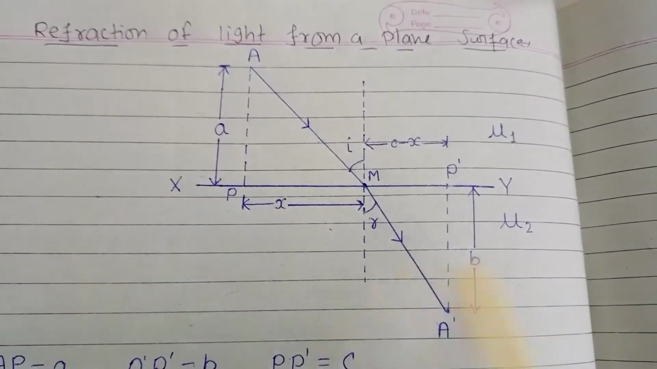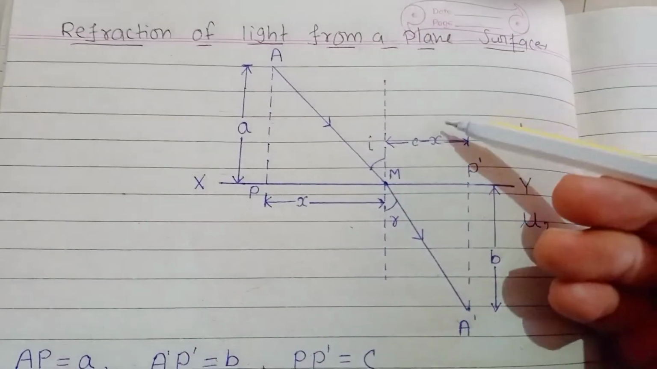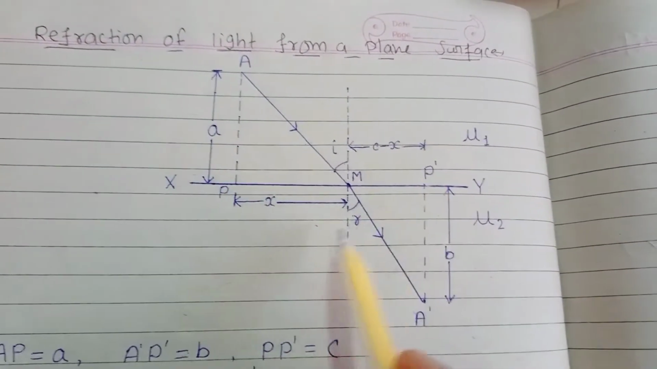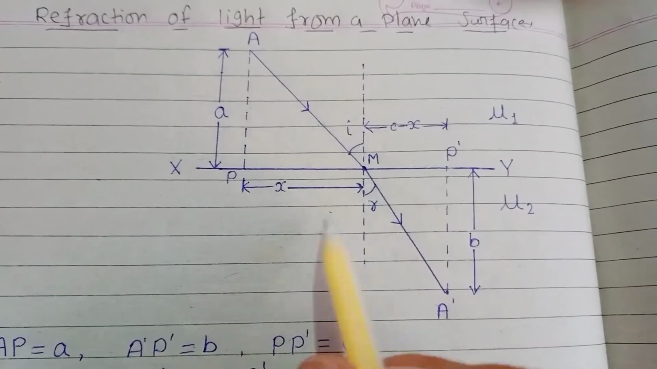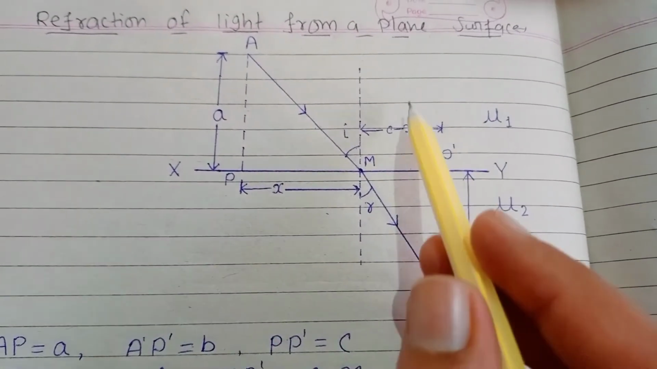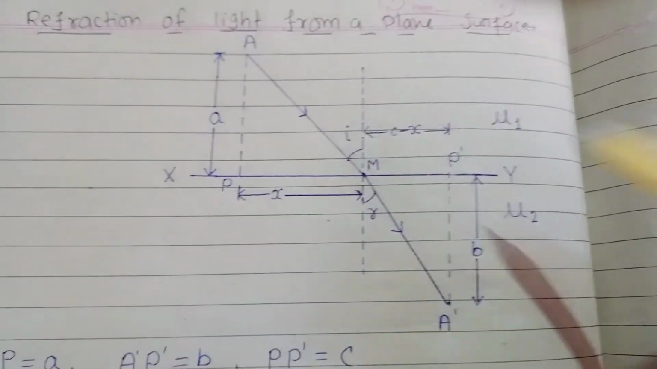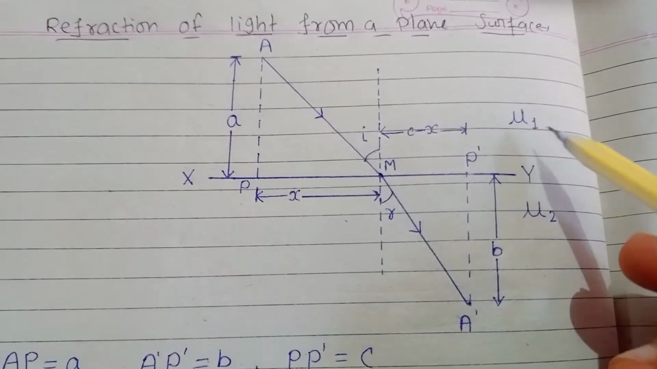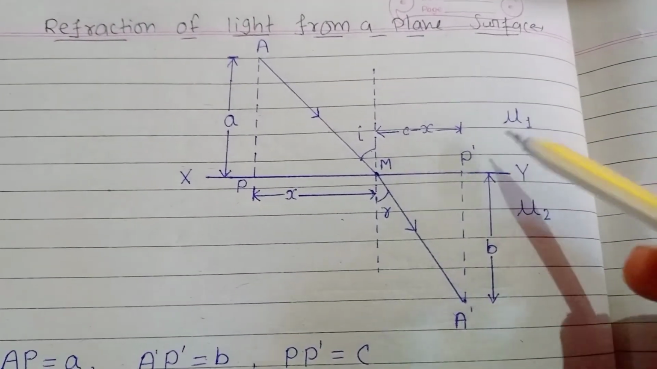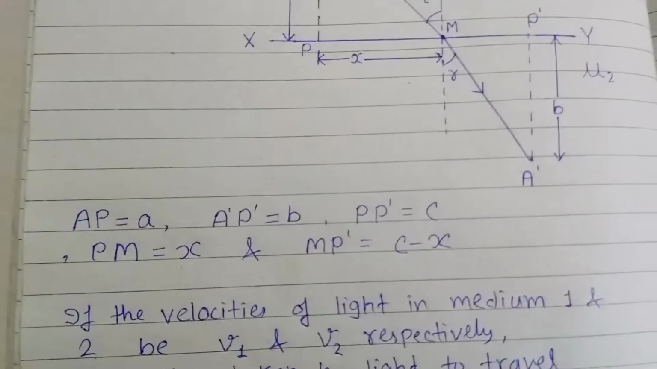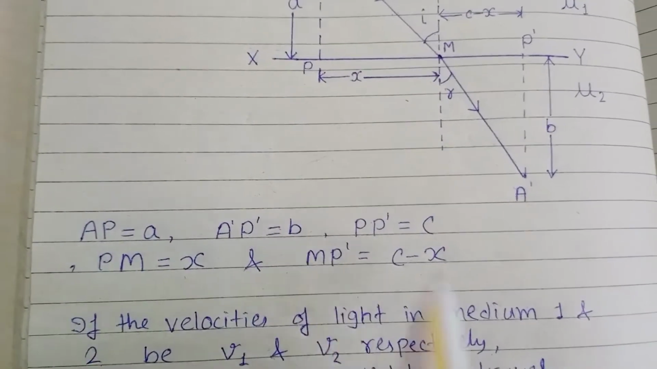In the process of refraction, we take two mediums. Above this plane surface there is one medium, and the other medium is below this line. This is medium 1 and this is medium 2. Here mu1 and mu2 are the refractive indices of medium 1 and medium 2 respectively.